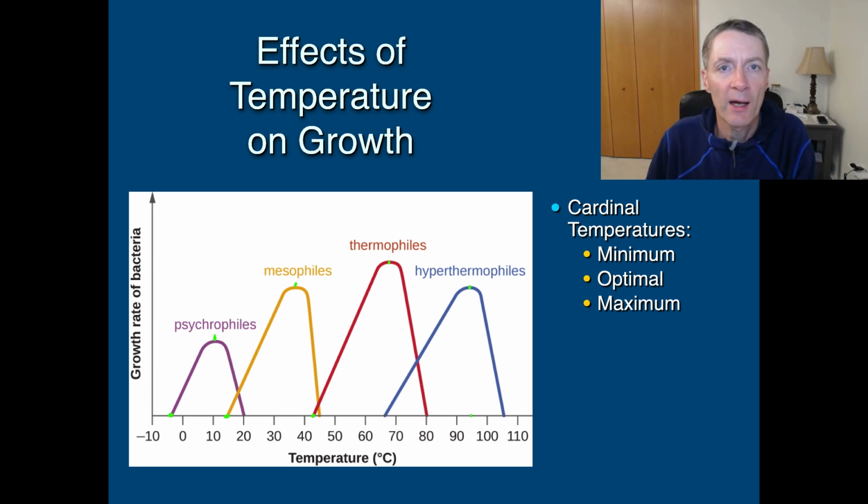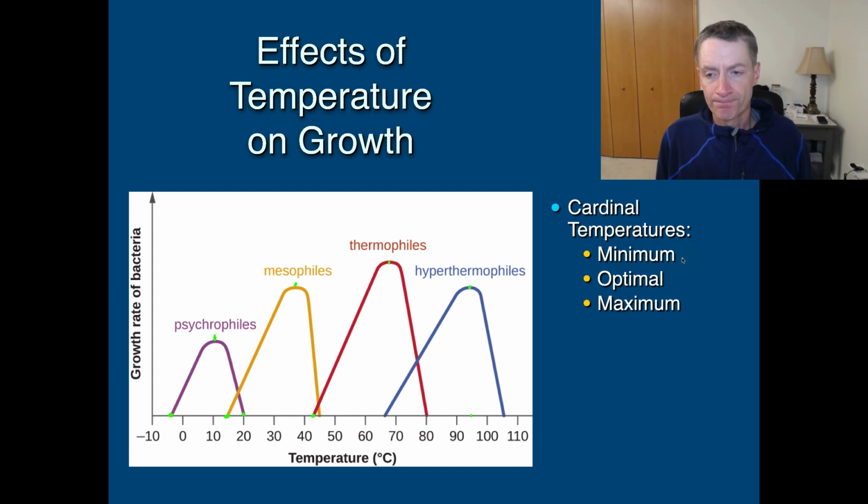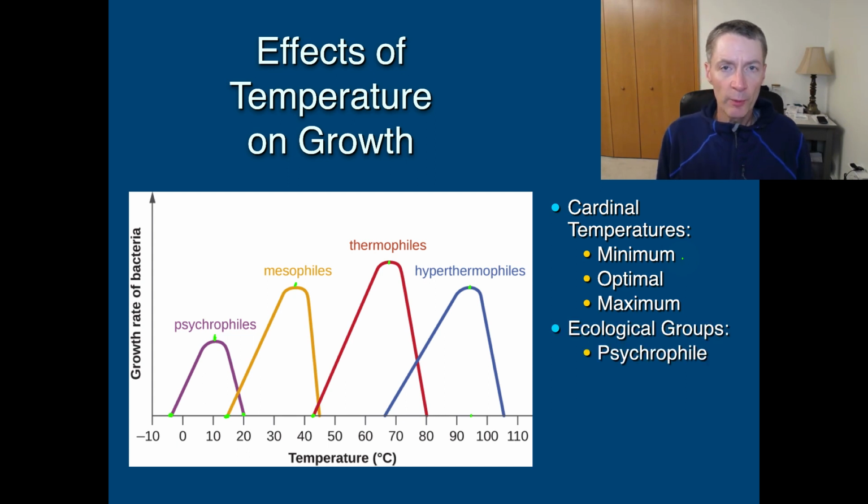And then we see a maximum. We see the top edge of what temperatures might be reasonable. For psychrophiles, it's 20 degrees Celsius, all right? So you want to be able to pick the minimum, optimal, and maximum temperatures from a curve like one of these, okay? The other thing we do is we place a name and put these organisms in categories, okay?